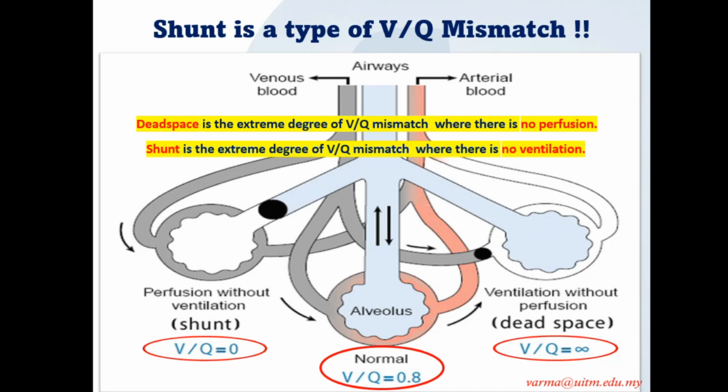But shunt can also occur outside your pulmonary circulation in cardiac, where you have an ASD or VSD. We can get a right to left shunt where there is a direct mixing of deoxygenated blood from the right side of the heart into the left side of the heart and into the systemic blood circulation, bypassing the pulmonary circulation.